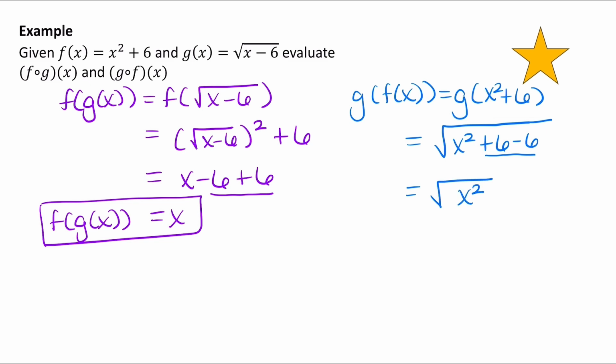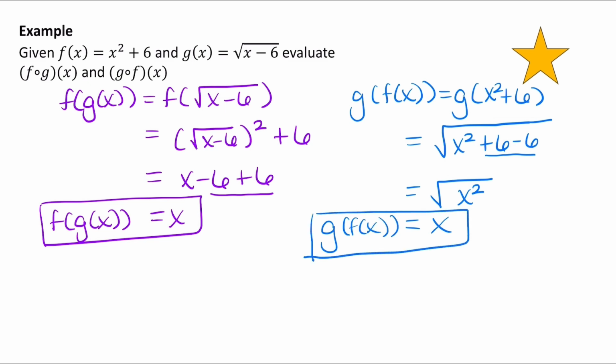So now I'm taking the square root of x squared. Well, remember the square root and squaring something are opposite operations, so that's just going to be x. So that tells me that g of f of x is equal to x. So there's a star on this problem because notice that f of g of x and g of f of x both equal x. And this is going to be a special property that we're going to talk about a little bit later in a different lesson.